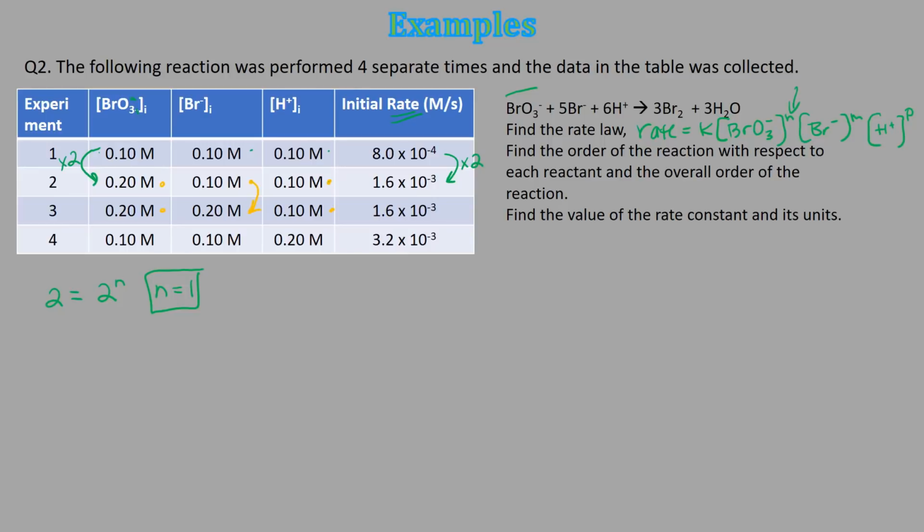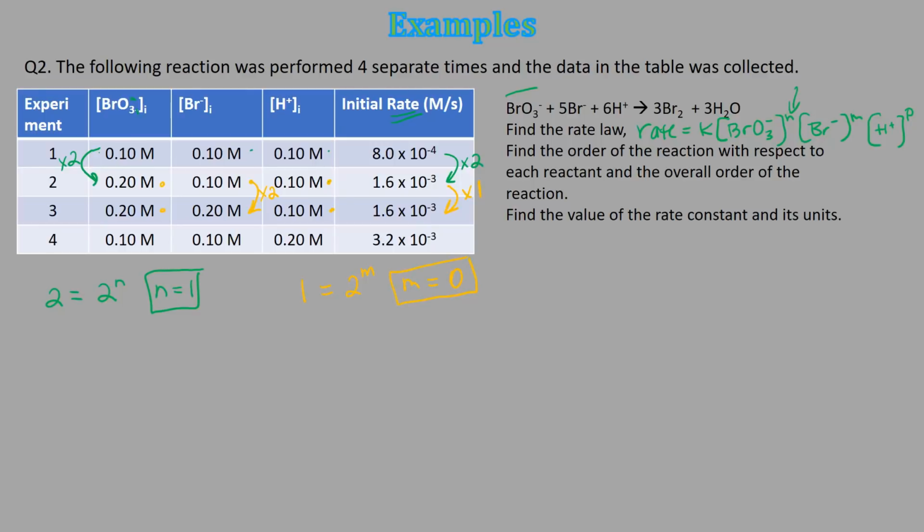So looking here, this is doubling. This is not changing at all, so it's times 1. So my rate is 1, and that's going to be equal to 2, because my concentration doubled, raised to the M. And my K will cancel, my bromate concentration will cancel, and so will my hydrogen ion. So M is equal to 0, because 2 to the 0 gives you 1.